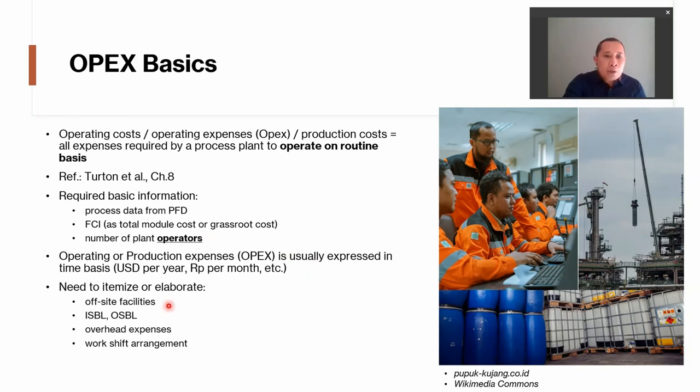And we also need to itemize or elaborate several design-related information. For example, definition of offsite facilities. And this really ties into the second point. So we really have to be clear about what facility will be included in ISBL and which ones are regarded as OSBL with respect to the project. Again, everything is discussed with respect to the project at hand. Overhead expenses will also need to be elaborated, and also work shift arrangement will need to be elaborated.